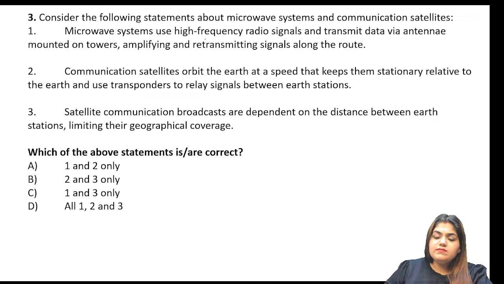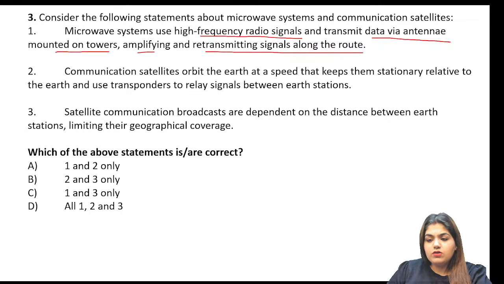First, microwave systems use high-frequency radio signals and transmit data via antennas mounted on towers, amplifying and retransmitting signals along the route. Yes, correct. Statement number 2.